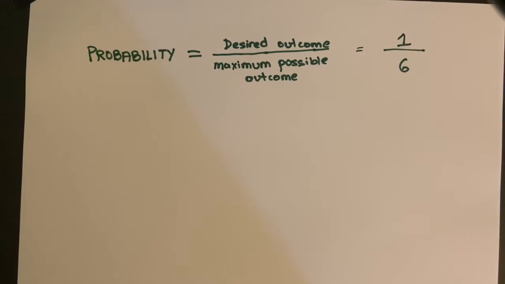If I'm rolling a dice and I want to land on an odd number, what is the probability of that happening?